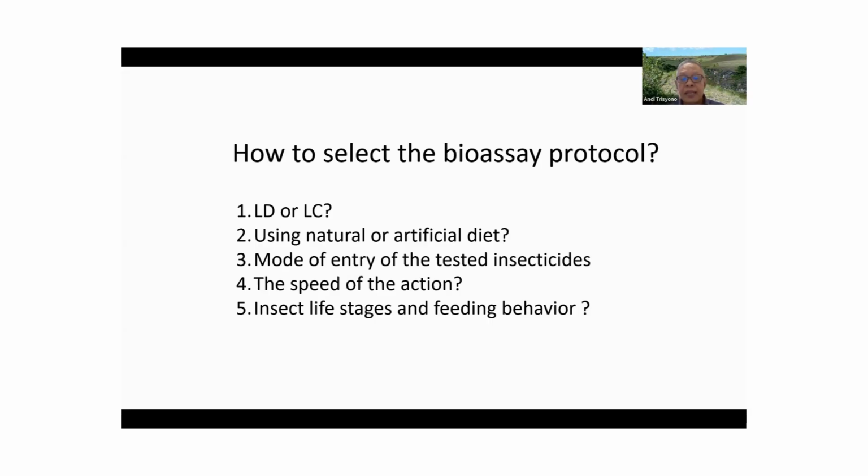And then the fifth one is the insect life stages and feeding behavior. Which larvae are you going to test? Newly hatched larvae, third instar, or probably later instar? Or it could be the adults if we are working with, for example, fruit plant hoppers. So those are, I think, five things that we have to think about and take into consideration before we select the bioassay procedure.